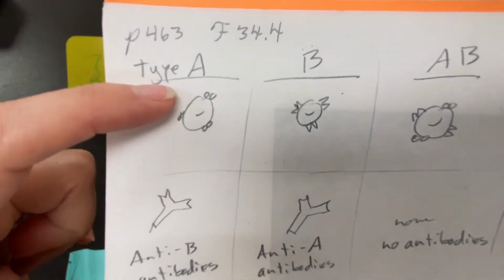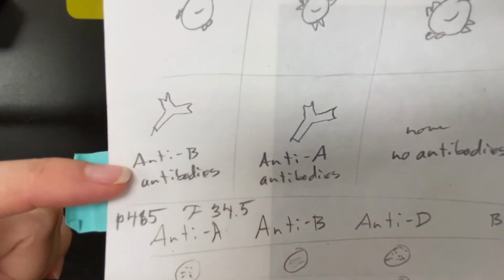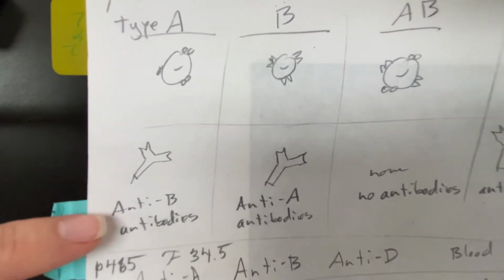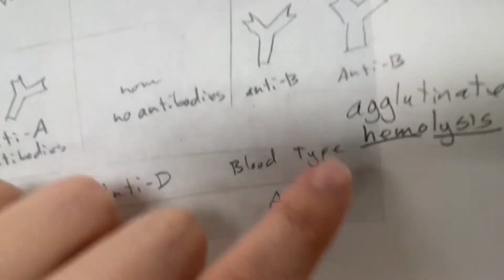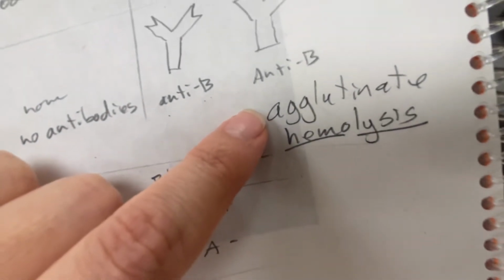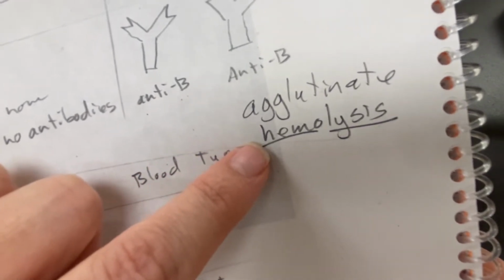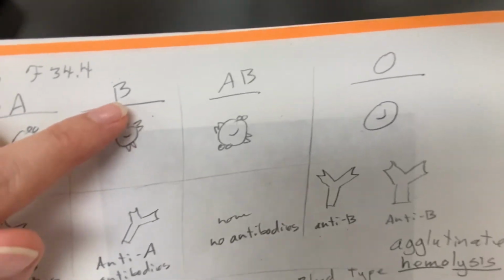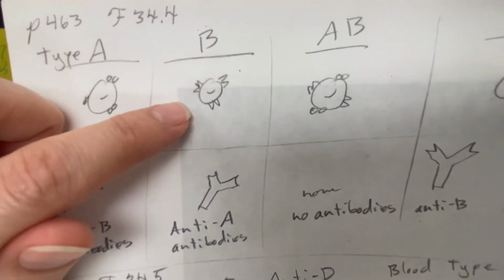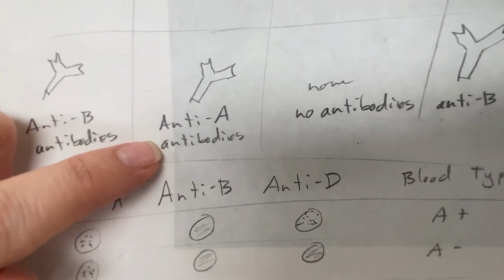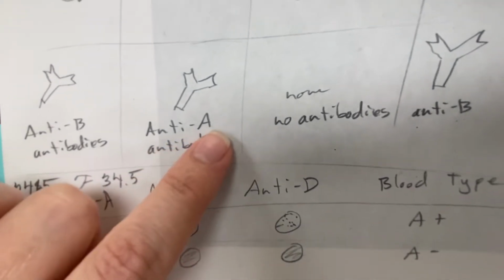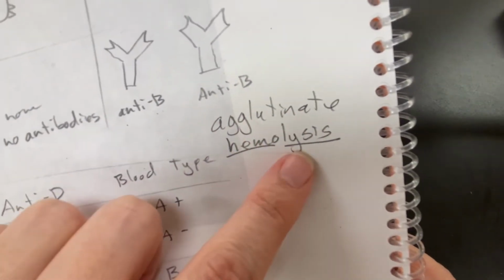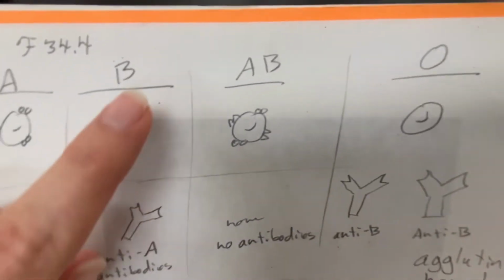So if you're born with type A blood, you're born with anti-B antibodies, so that if any type B blood gets in your system, these anti-B antibodies will clump with them, cause agglutination, and then rip those cells apart and destroy them, hemolysis. So if you're born with type B blood, you're born with anti-A antibodies. So they're anti-A. They attack the A. If they find any A, they agglutinate and then rip those cells apart.